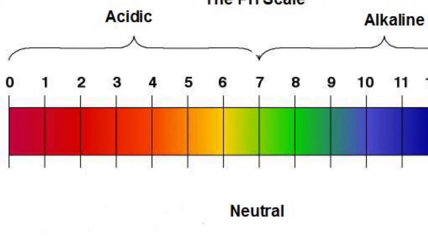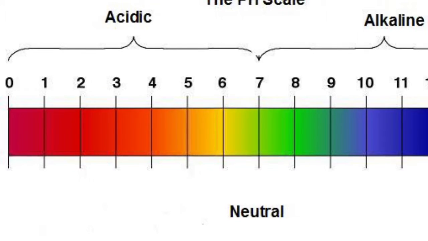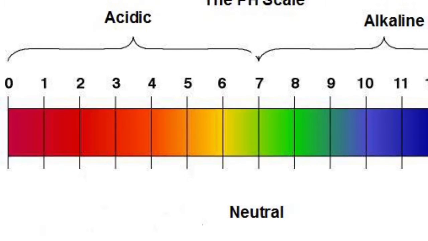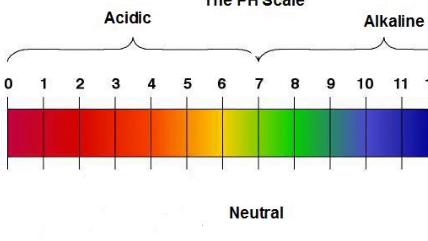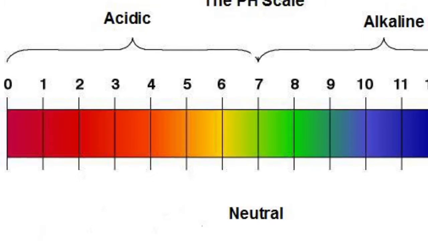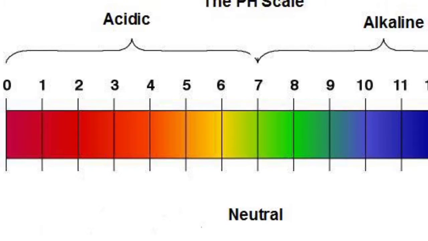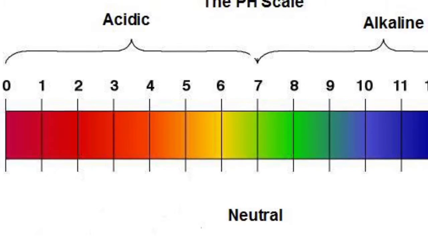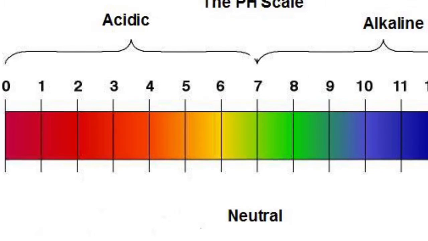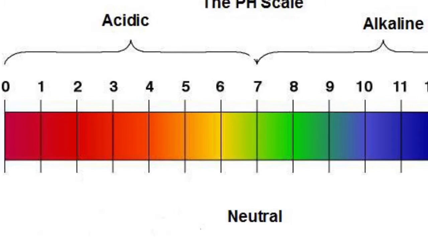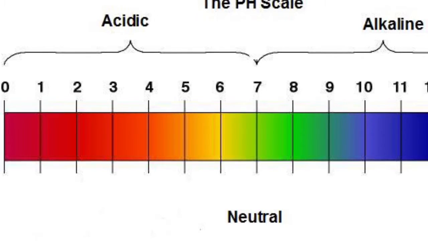The pH scale. The pH scale is a measurement of how acidic a liquid can get to how basic it can get. The scale ranges from the number 1 to the number 14. 1 would be the most acidic, and 14 would be the most basic. The middle of the pH scale is 7, and that is typically where water lies.